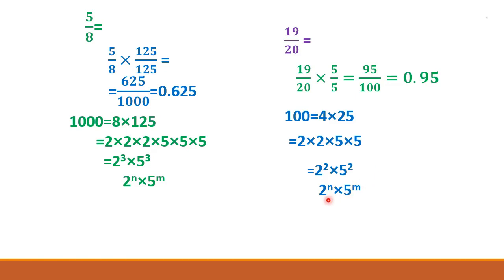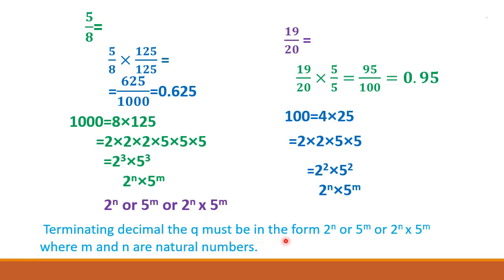Therefore in all cases the q or the denominator takes the form 2 raised to n or 5 raised to m or 2 raised to n into 5 raised to m. Therefore to get a terminating decimal the q must be in the form 2 raised to n or 5 raised to m or 2 raised to n into 5 raised to m, where m and n are natural numbers.